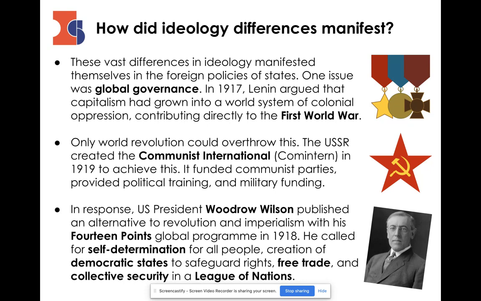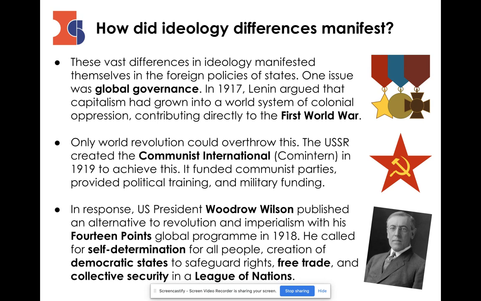To do that, the USSR created an organization called the Communist International, or the Comintern, in 1919. They funded that with state funding, and the Comintern sponsored communist parties across the world. It trained underground communists. It provided political training and military training and funding. One of the most famous examples, in the 1920s, was the funding of the Kuomintang in China and Sun Yat-sen's revolutionary movement there.